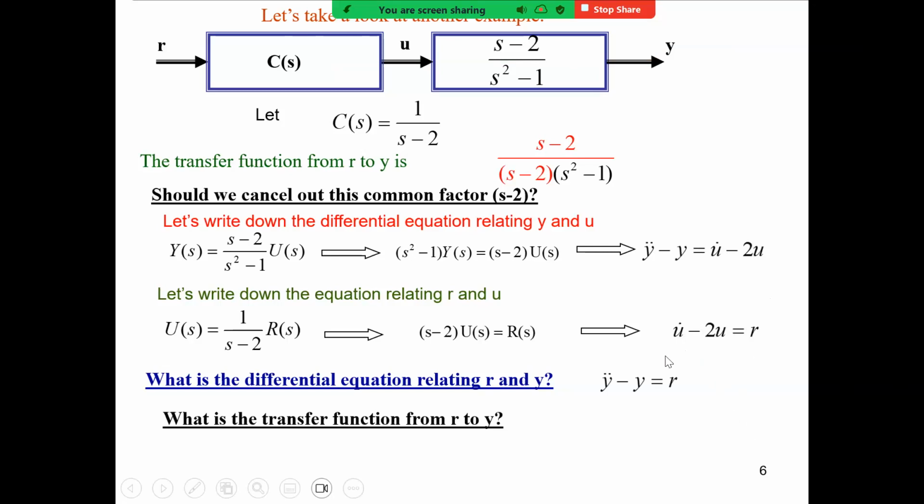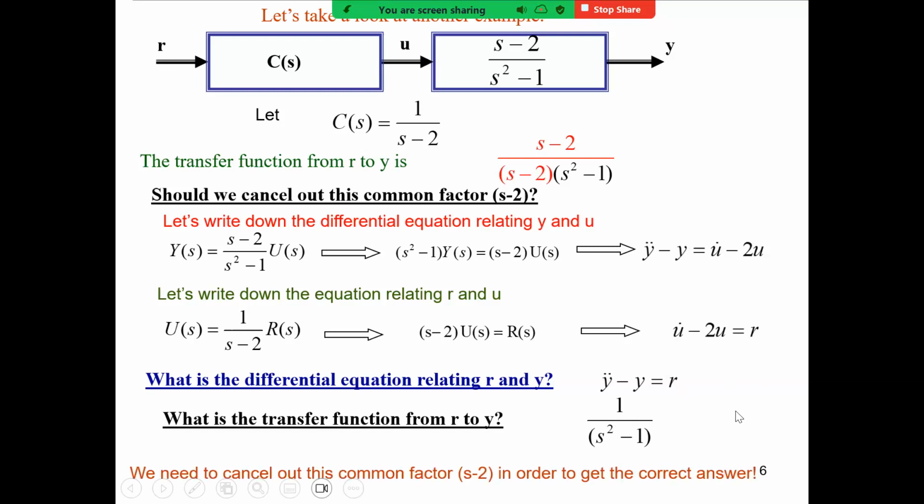So you just look at this equation, then what is the transfer function? 1 over s squared minus 1, right? So this must be the transfer function because we derive it from the differential equation. We didn't make any mistake. That must be the answer. Then in this case, actually, in order to get the correct answer, we have to cancel out s minus 2.